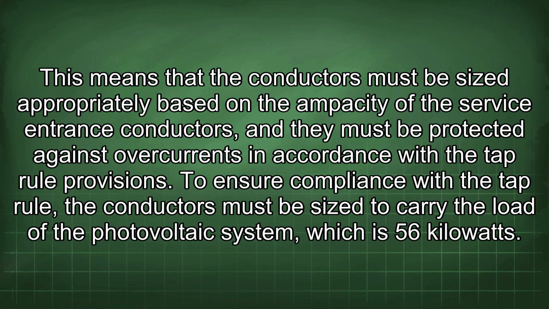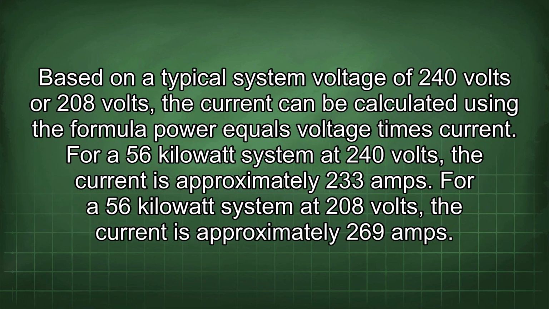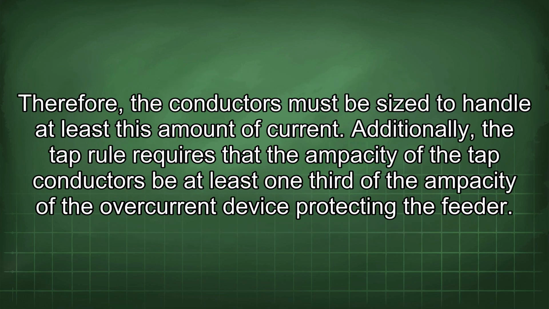To ensure compliance with the tap rule, the conductors must be sized to carry the load of the photovoltaic system, which is 56 kilowatts. Based on a typical system voltage of 240 volts or 208 volts, the current can be calculated using the formula power equals voltage times current. For a 56 kilowatt system at 240 volts, the current is approximately 233 amps. For a 56 kilowatt system at 208 volts, the current is approximately 269 amps. Therefore, the conductors must be sized to handle at least this amount of current.